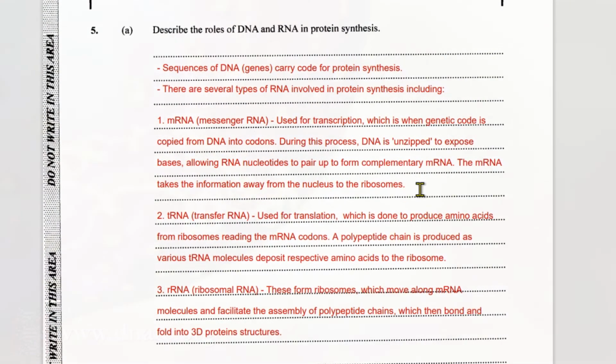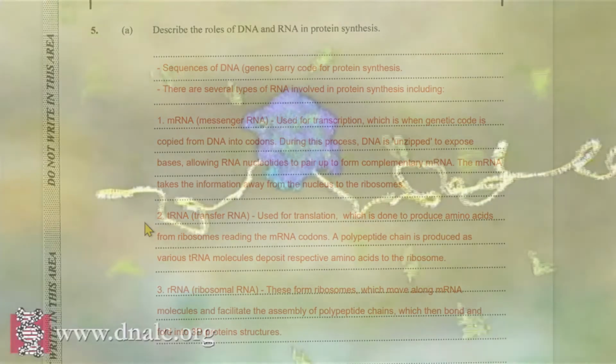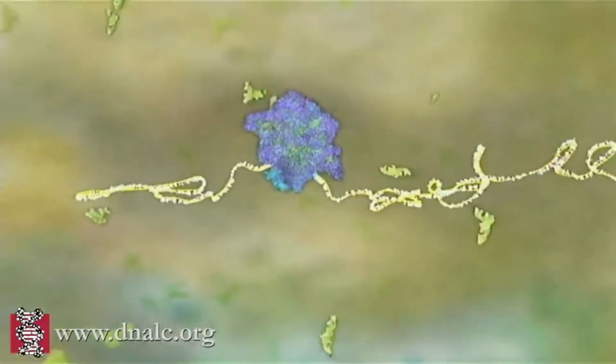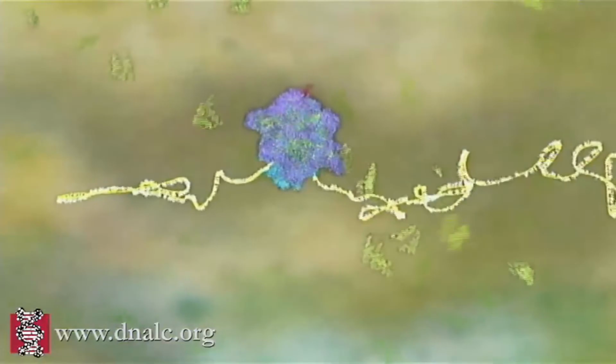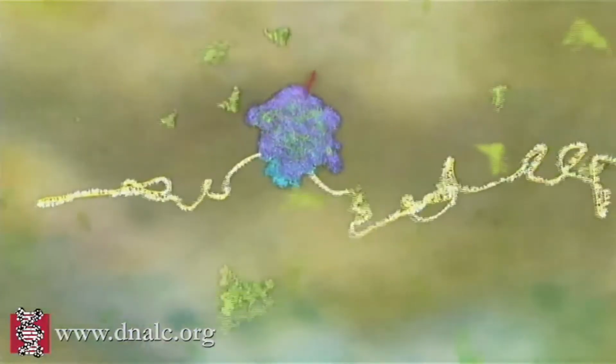And because it is mobile, it can actually take the information away from the nucleus to the ribosomes in the cytoplasm. Transfer RNA, now tRNA, would be used to translate this code. Each transfer RNA has an amino acid bound to it. And what would happen is that the ribosome would read this message from the messenger RNA, and the tRNA, in response to that message, would deposit amino acids one at a time.